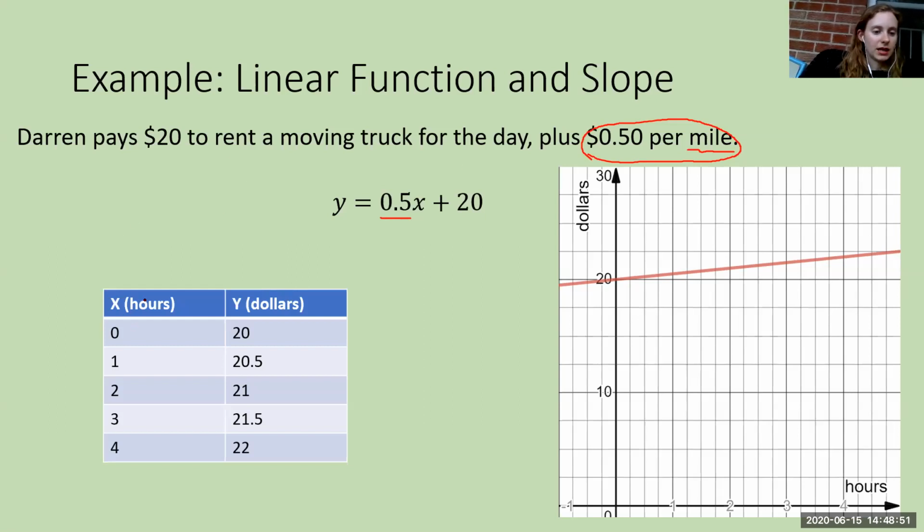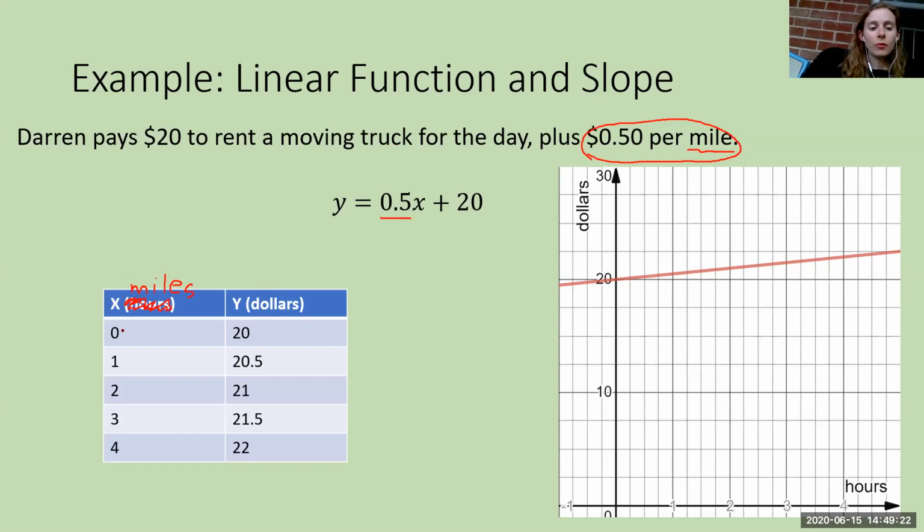Now, if we look at the table, this is where I made a little mistake with my labeling. So our x variable is actually miles, not hours. I'm going to have to remember to go back and change this. Okay, so here our x is the number of miles we drive, and our y, our output, is the amount of dollars we have to pay, or that Darren has to pay to rent this truck.